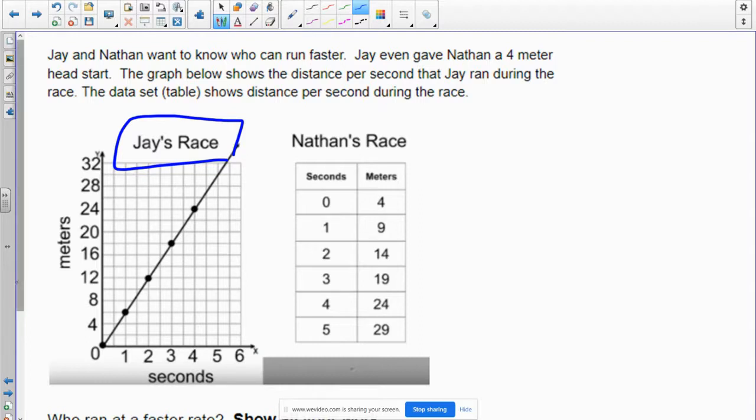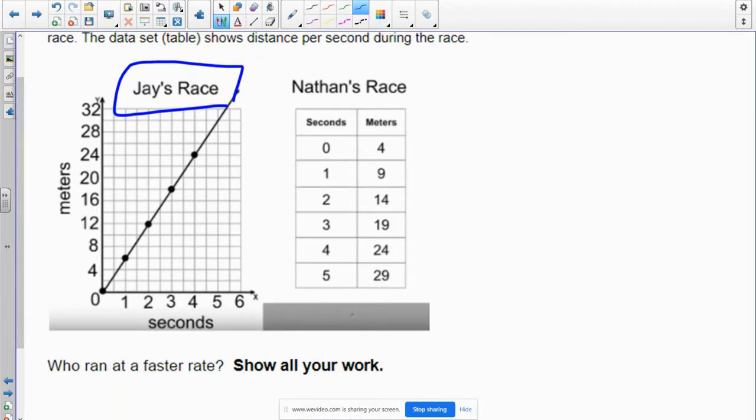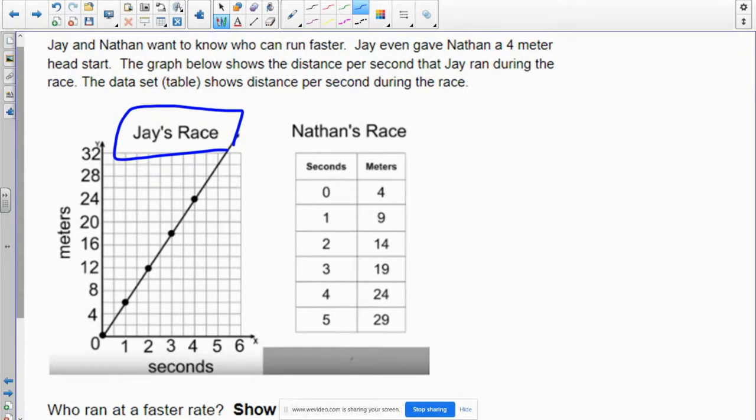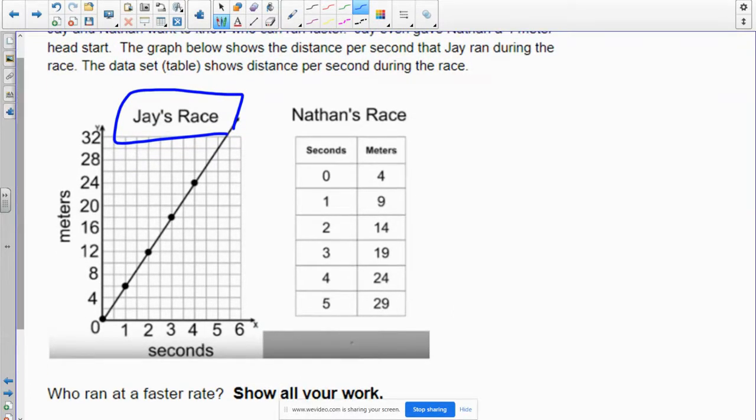I think our question, if we look here, is who ran a faster rate, and I need to show all my work. In other words, show what you're comparing. So I'll do my work over here off to the side so I can keep the graph and table in view. So we're going to start with J. We're going to find the rise over the run, or the slope, in other words, or we can use a formula. I'm just going to use rise over run since it's in graph mode.